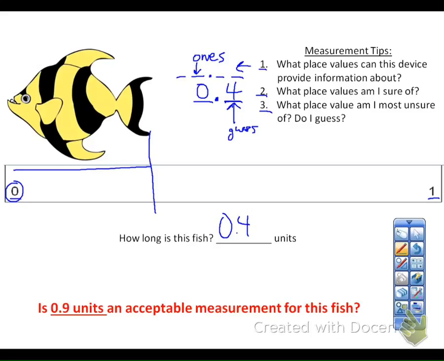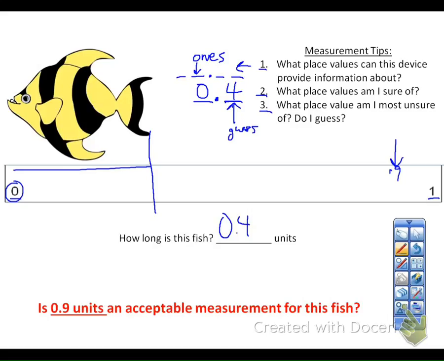Okay, I have a question for you at the bottom now. Think about it before I tell you the answer. Is 0.9 units an acceptable measurement for this fish? The answer is yeah. Even though 0.9 would be somewhere down here, and it looks ridiculous, it looks wrong, but remember, this place value, this tenths place on this ruler, is just a guess. 0.9 is fine.